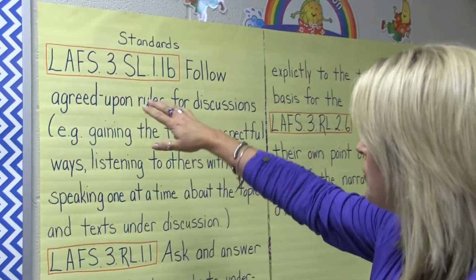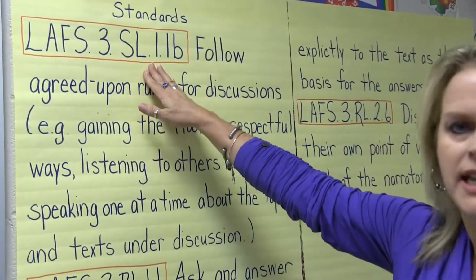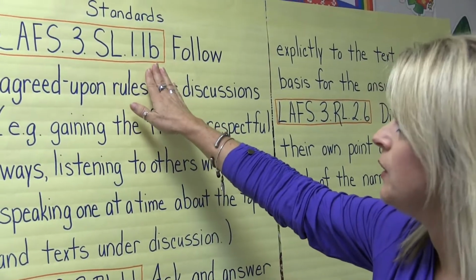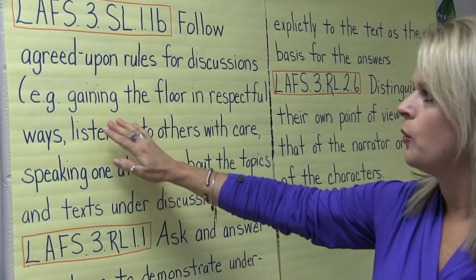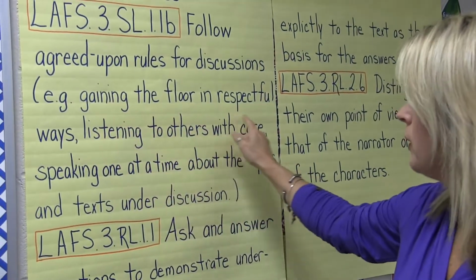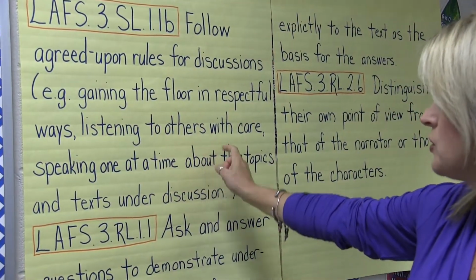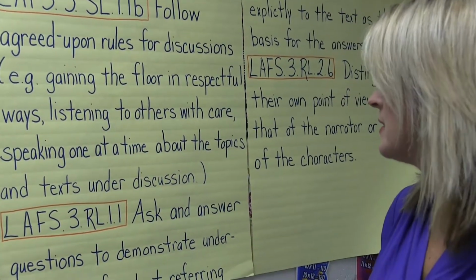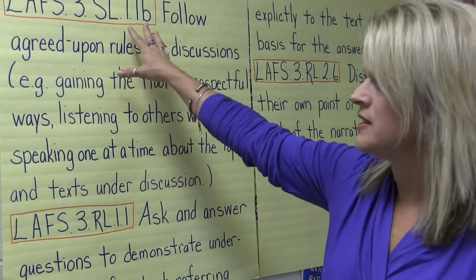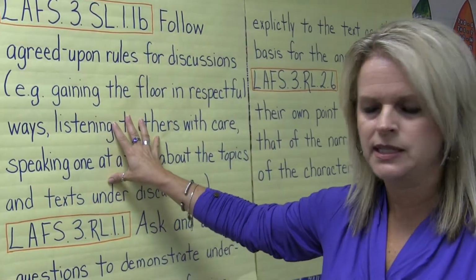All right, the first standard is Speaking and Listening Standard 1, specifically 1B, which is follow agreed upon rules for discussions. For example, gaining the floor in respectful ways, listening to others with care, speaking one at a time about the topics and texts under discussion. So this is a really big standard that we'll be hitting today.